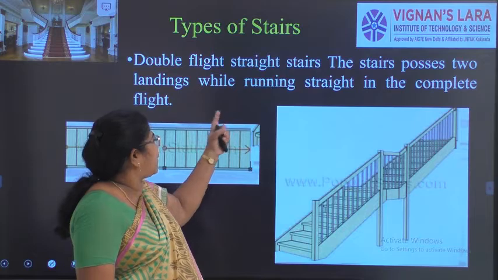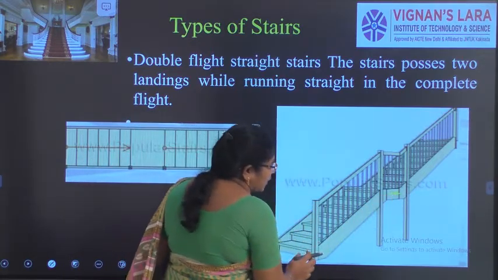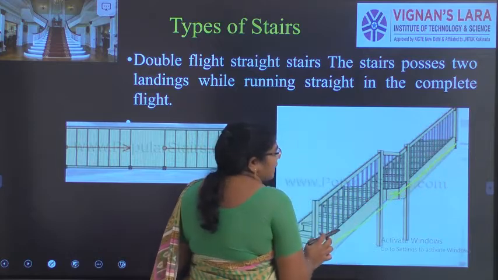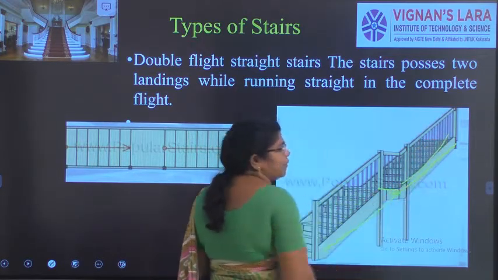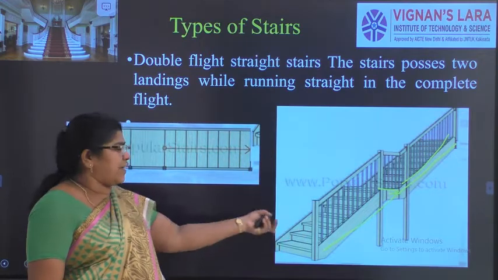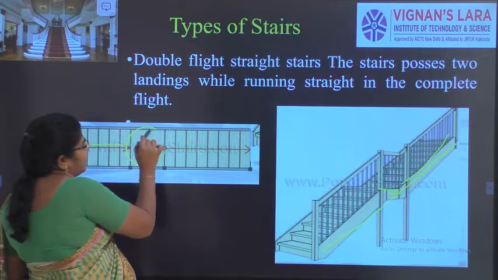Then we go in for this staircase. This is a double flight staircase. Double flight means we will have a landing in between. So the staircase is straight only, but after 12 steps or 15 steps we will have a landing, and then it goes again. This is a double flight staircase. This is the plan, you can see the staircase coming, the landing is there.